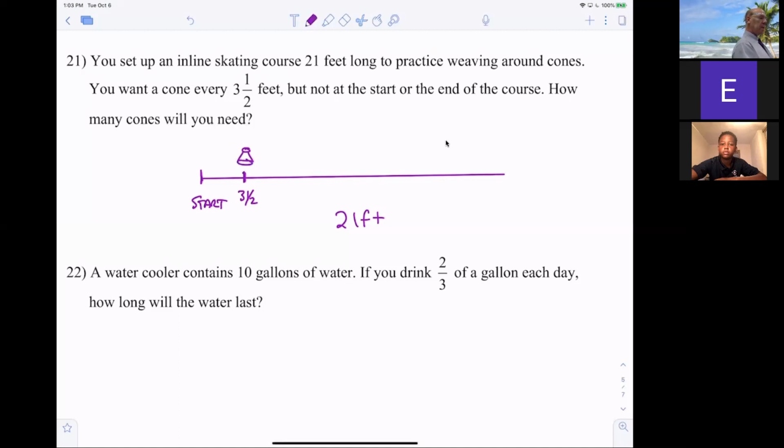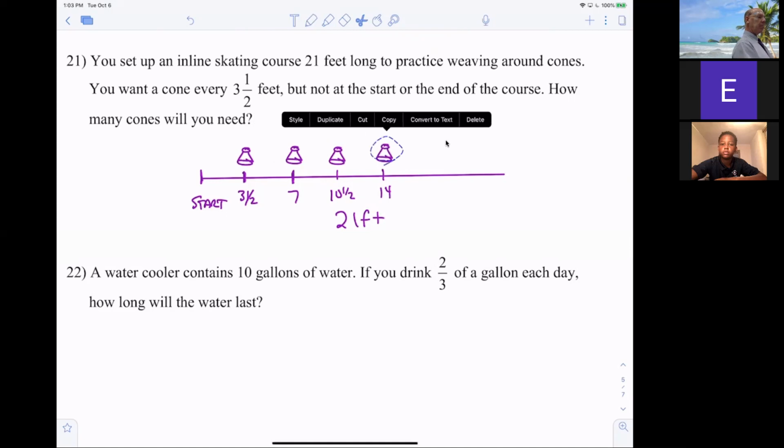I put another 3.5 feet, which is going to take me to what number? 7. And then I put another cone at 7. Then another 3.5 feet would be what? 10.5. And then I put another cone. Then I add another 3.5, which takes me to what? 14. And then I add another cone.